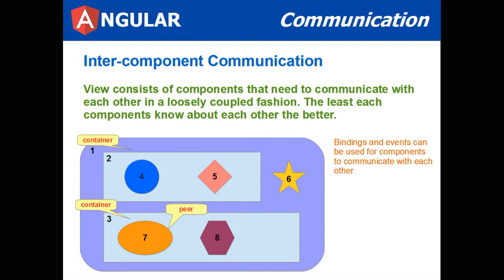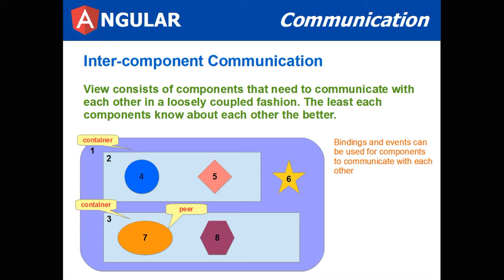So to pictorially represent intercomponent communication, your view basically consists of components that need to communicate with each other in a loosely coupled fashion. The less each component knows about each other, the better. So you use binding and events for components to communicate with each other. When you look at the view, you look at the markup fragments and think about the components that make up the markup.